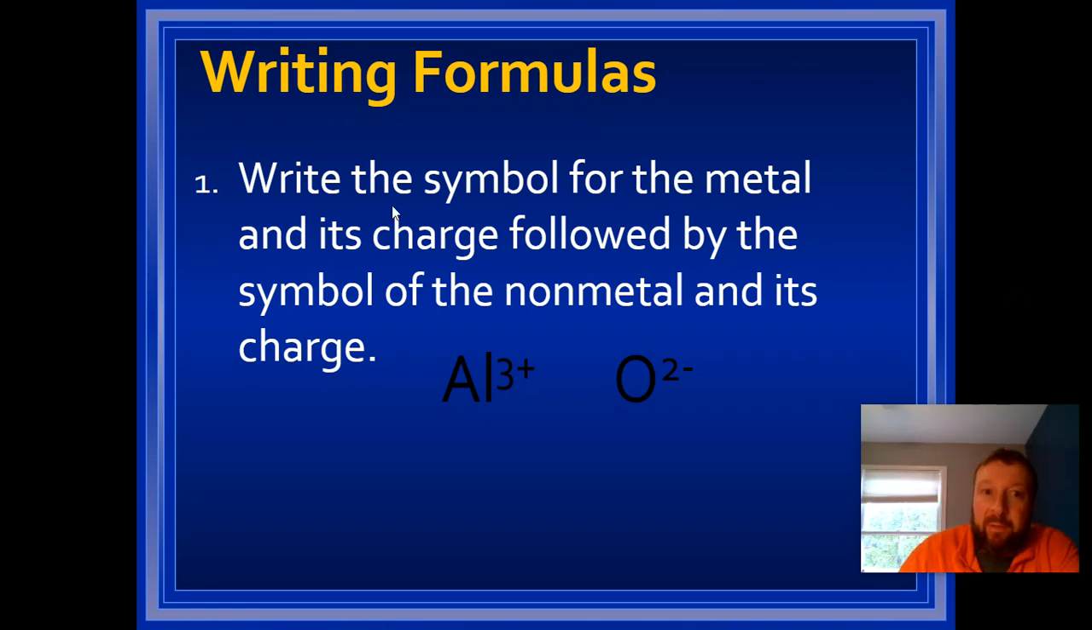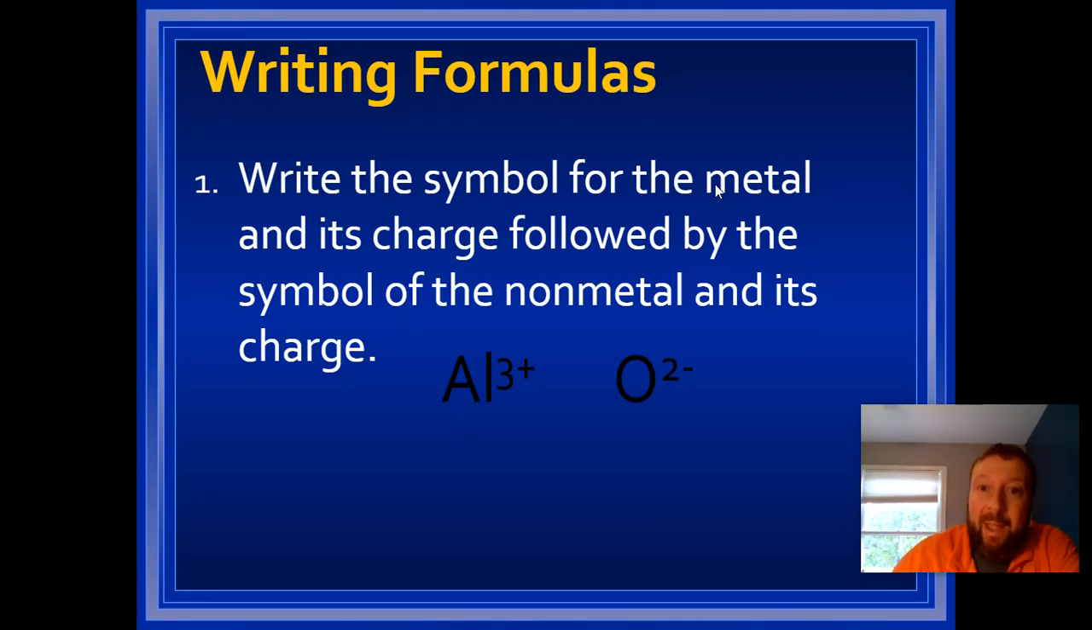So first of all, write the symbol of the metal and its charge. Aluminum's in group 3, so that means it's going to lose 3 electrons. It isn't going to gain 5. So if it loses 3 electrons, it becomes Al3+. We look at oxygen. Oxygen's in group 6, so it's got 6 valence electrons. Gain 2 or lose 6, it's going to gain 2.